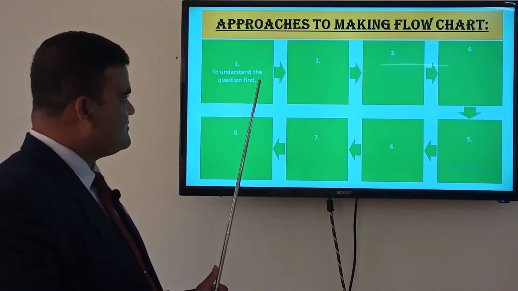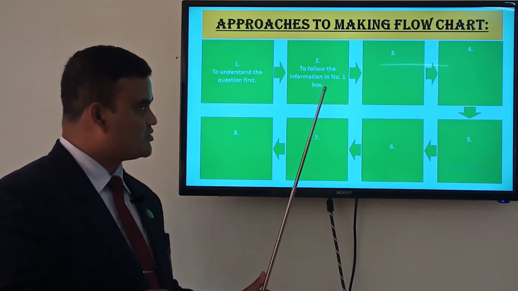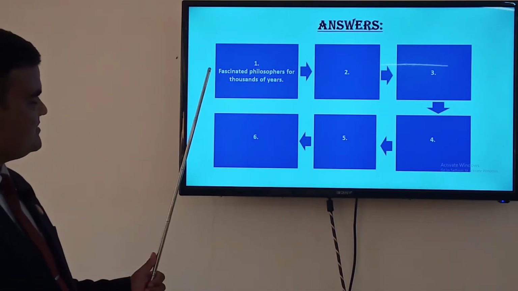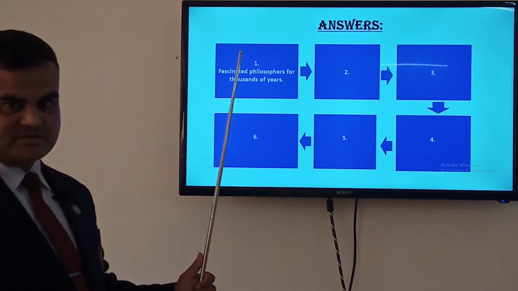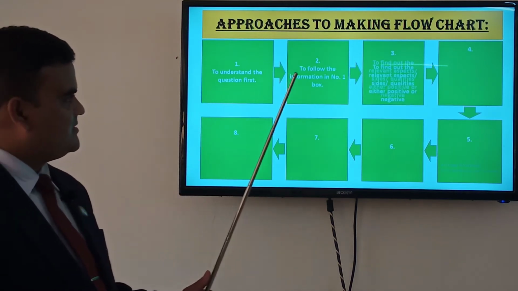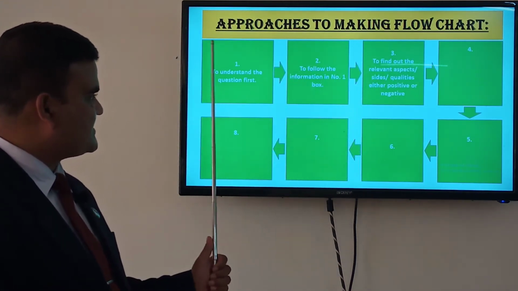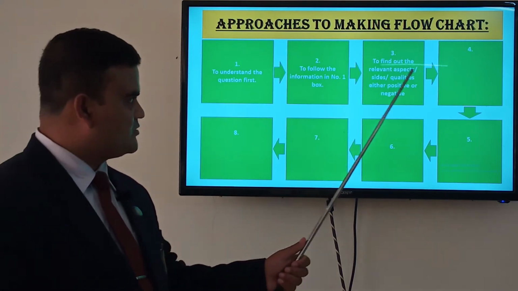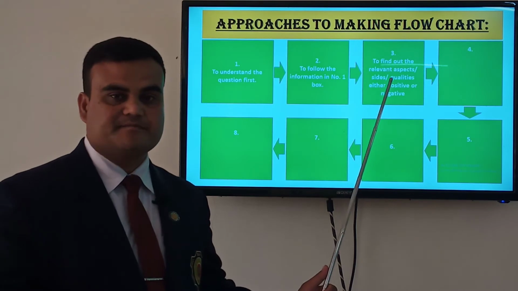So you follow the question to understand the question first. Then follow the information in the number 1 box. What is given in the number 1 box? Fascinated philosophers for thousands of years. Okay? To find out the relevant aspects as it is given there, we have to find out the sides or qualities, either positive or negative. Okay?